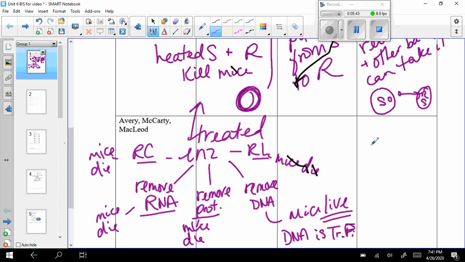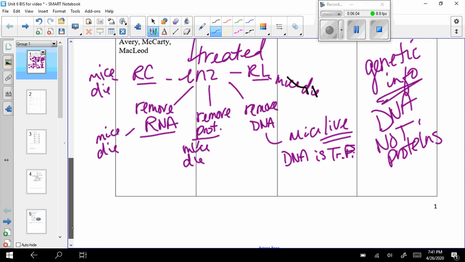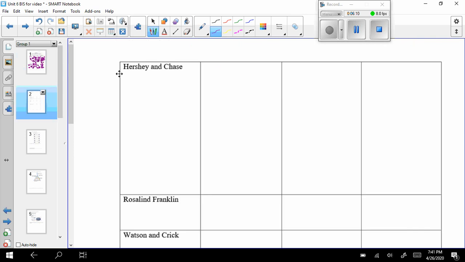So the basic thing is, back then they were trying to figure out what is the genetic information. The genetic information that gets passed on is the DNA, not proteins. At that time, they definitely believed that proteins were the important information, but all of these experiments are what helped lead them to understand that it was actually DNA, not proteins.